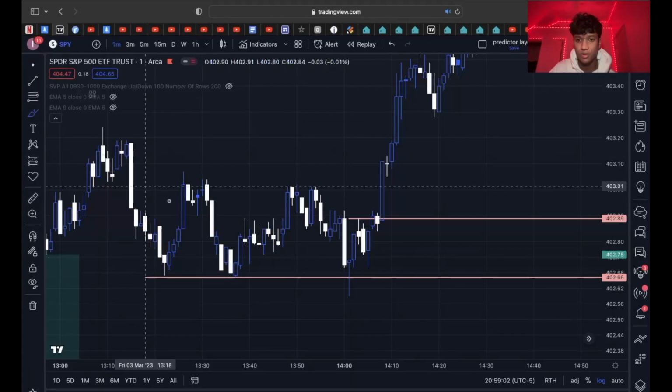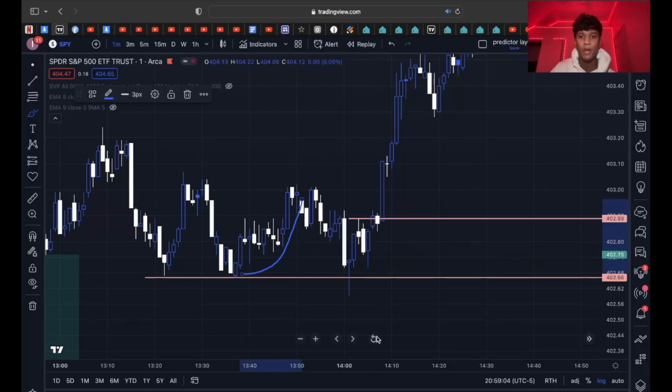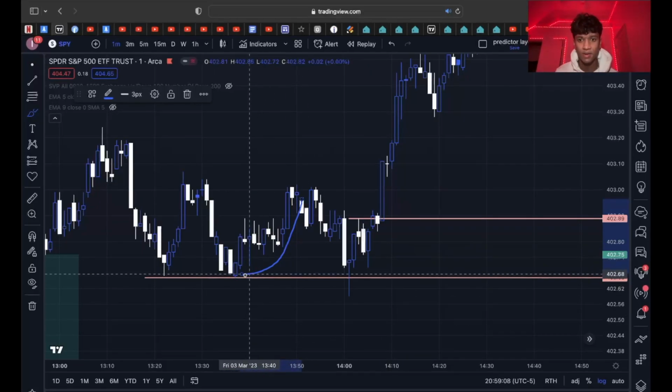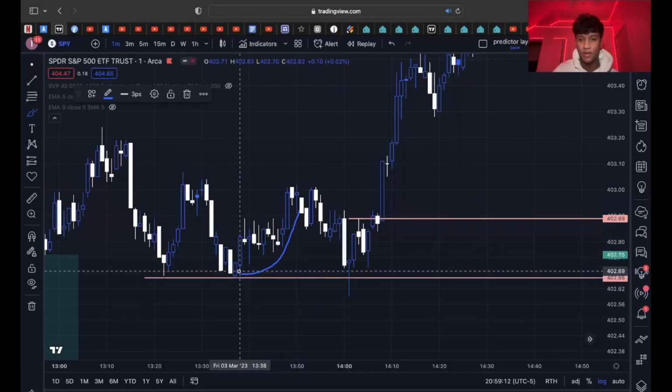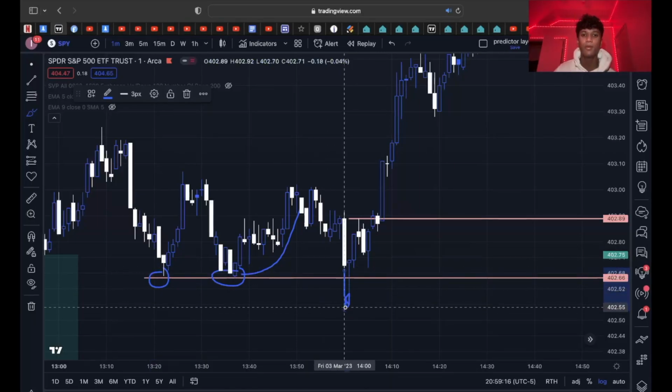Retail traders, where's my drawing? Okay, retail traders got calls right here. They made money off that bounce. But then they're going to see, oh, this was two points of support, and it broke through. So I'm going to get puts.